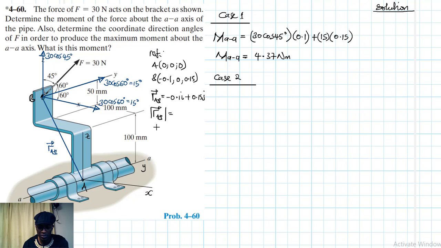Okay, so this gives us 0.1803. Alright, then the unit vector along AB, we need that. This is just going to be equal to minus 0.1 I divided by 0.1803 plus 0.15 J divided by 0.1803. Right, there we go.